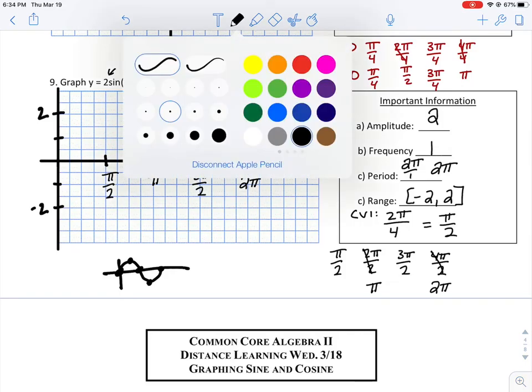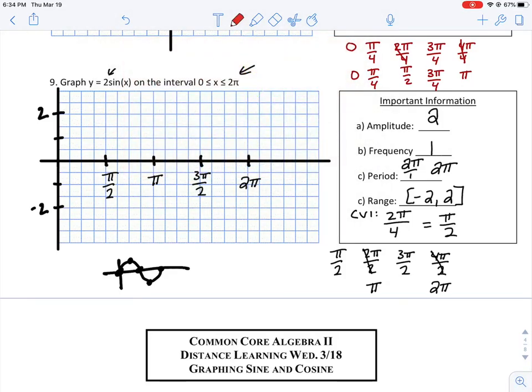So once I have that sketch, I have my axes all set up. Now I'm just going to put a point at every critical value. So the first one is at the midline. Put it right there. Then the next critical value, my maximum, midline, minimum, and midline. Connect your points. And you have your graph. Again, make sure that you graphed it over the correct domain.